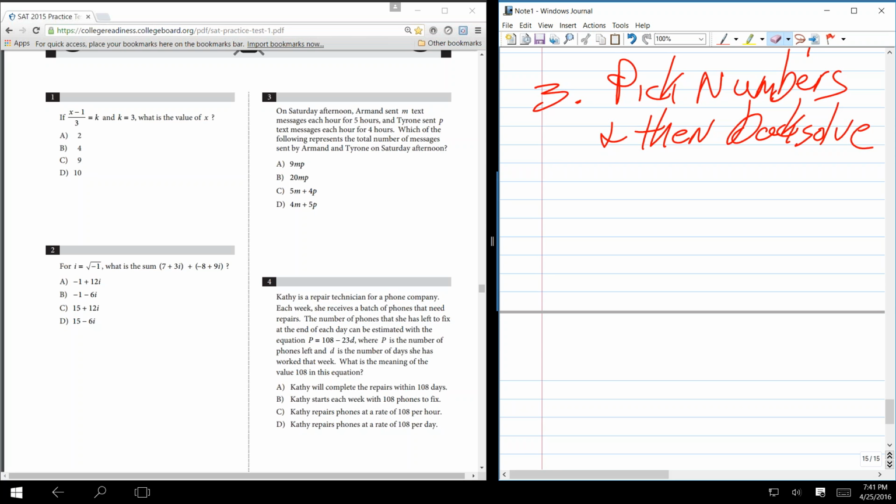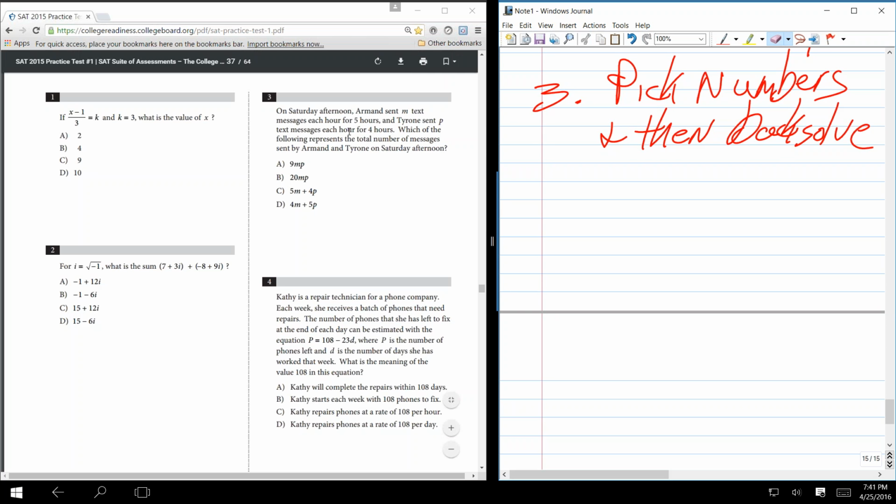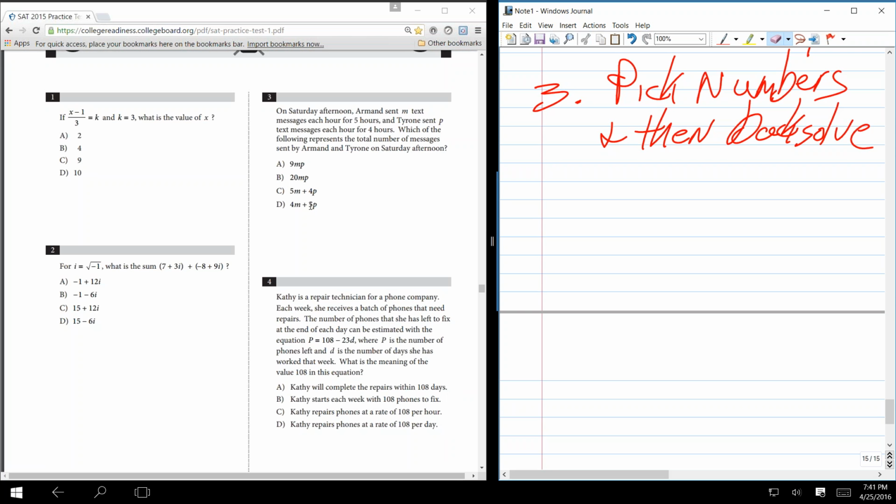Picking numbers and then back solving. Let's use it on this problem. Even though it's an easy problem, it'll be an excellent illustration of how to use that technique. First of all, you should recognize that it's a possible technique because we have variables in the question and we have variables in every answer. When you see that, think this solution, picking numbers and then back solving.